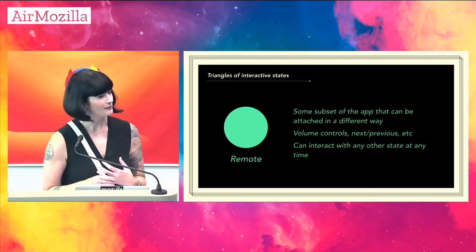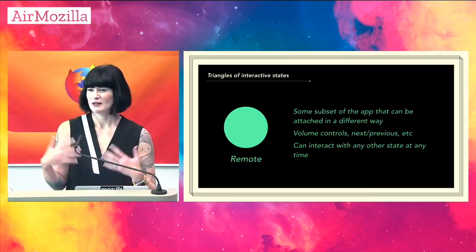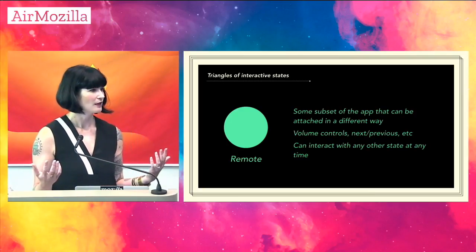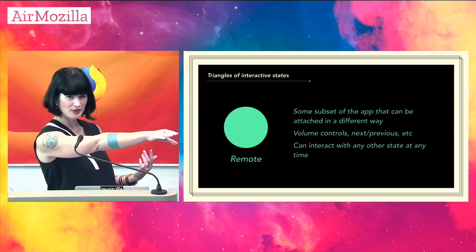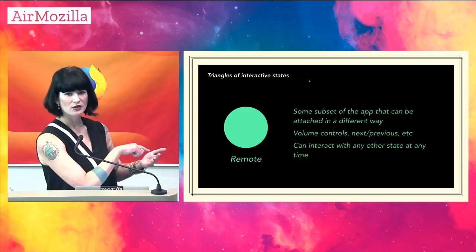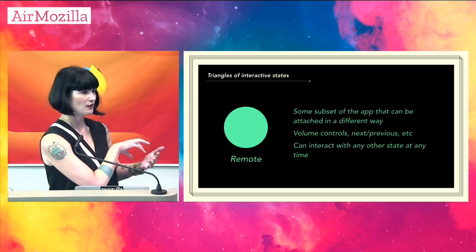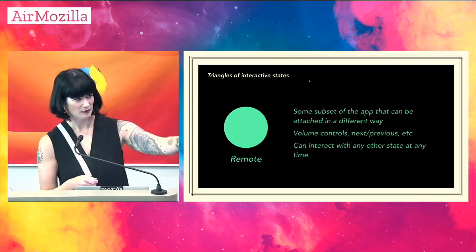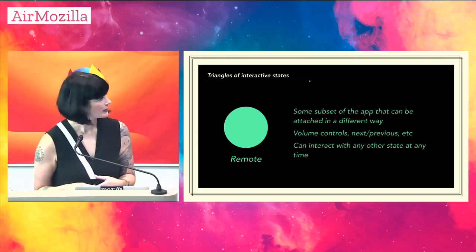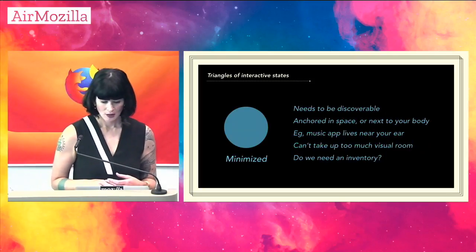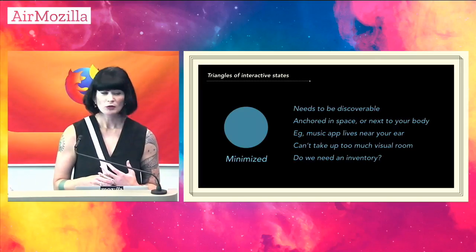Remote. This is basically like some subset of the app that is around. So if I have a thermostat app, the thermostat's over there and the UI is attached to the thermostat, but I want to have a remote version that's a smaller version, something that's part of that larger app, and maybe could even go back to that app, back and forth, but I'm only working with a subset at a time. And then minimized needs to be discoverable, right?